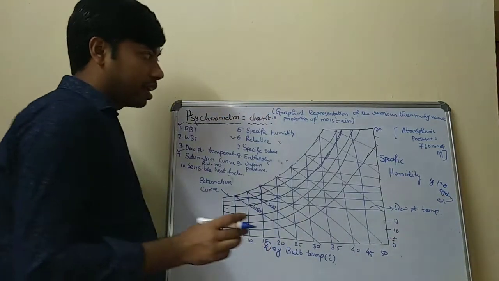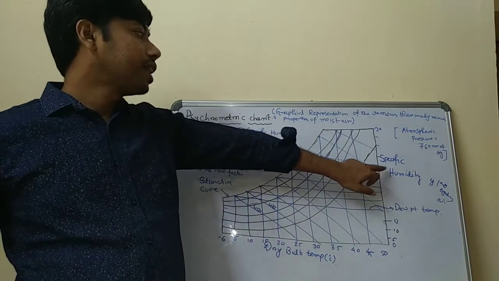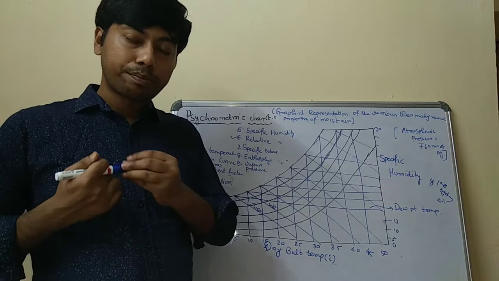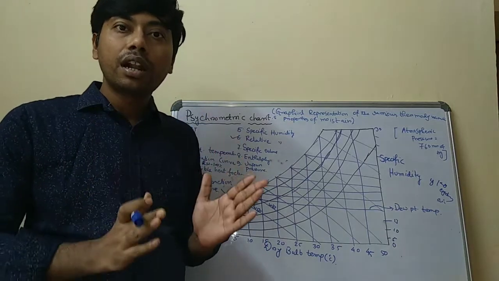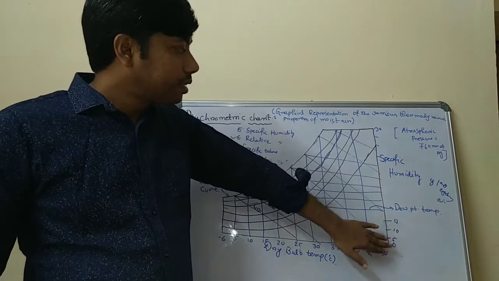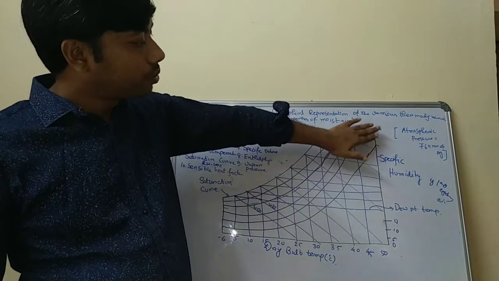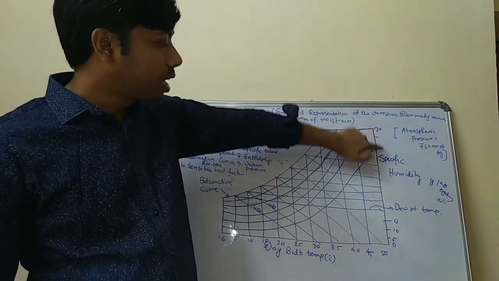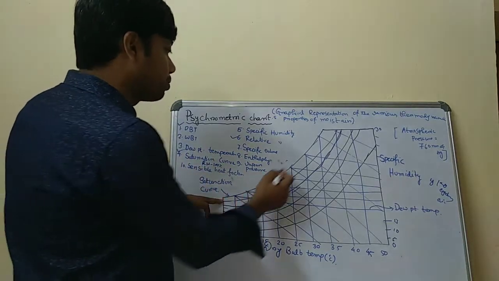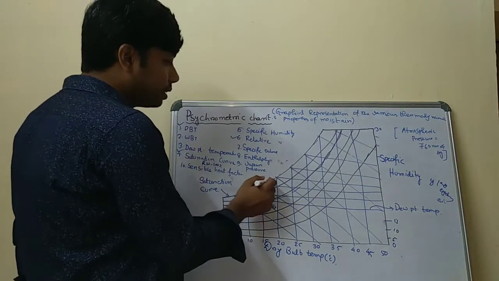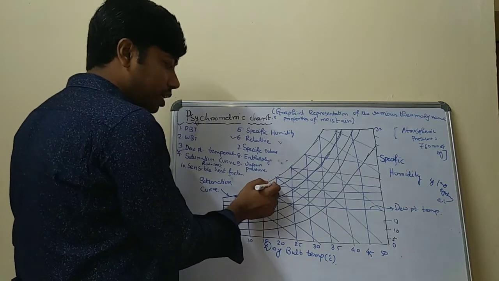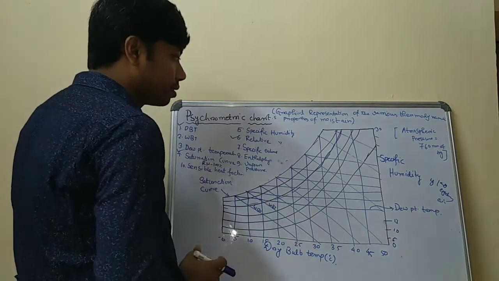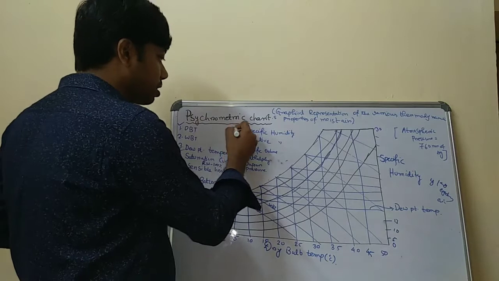That means if the specific humidity is here, 20, it indicates that per kg of dry air, only 20 gram of water vapor is present. You can take that value from the y-axis of this chart. So these are the specific humidity lines, these are the dry bulb temperatures, these are the saturation curve, and this curve indicates your relative humidity 100%. These are 90%, 80%, 70%, like this way you can read your relative humidity as well as specific humidity.